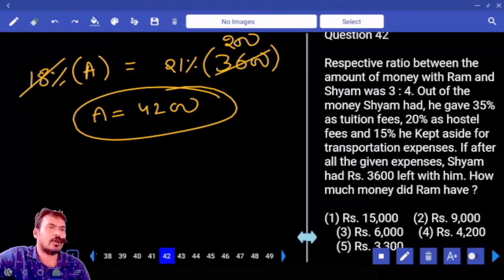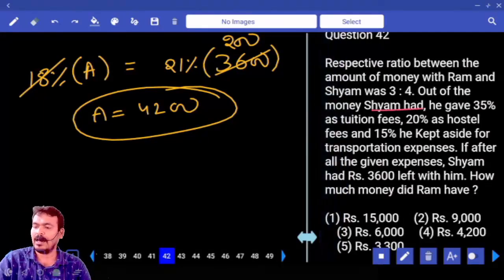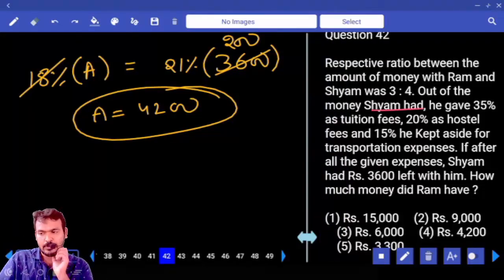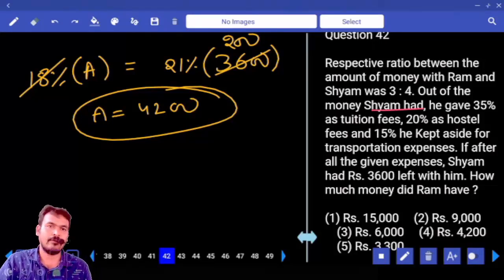The respective ratio of the money with Ram and Sham was 3:4. Out of the money, Sham gave 35% as tuition fees, 20% as hostel fees, and 15% kept aside for transportation expenses. If after all the given expenses Sham had 3,600 left with him, how much money did Ram have?